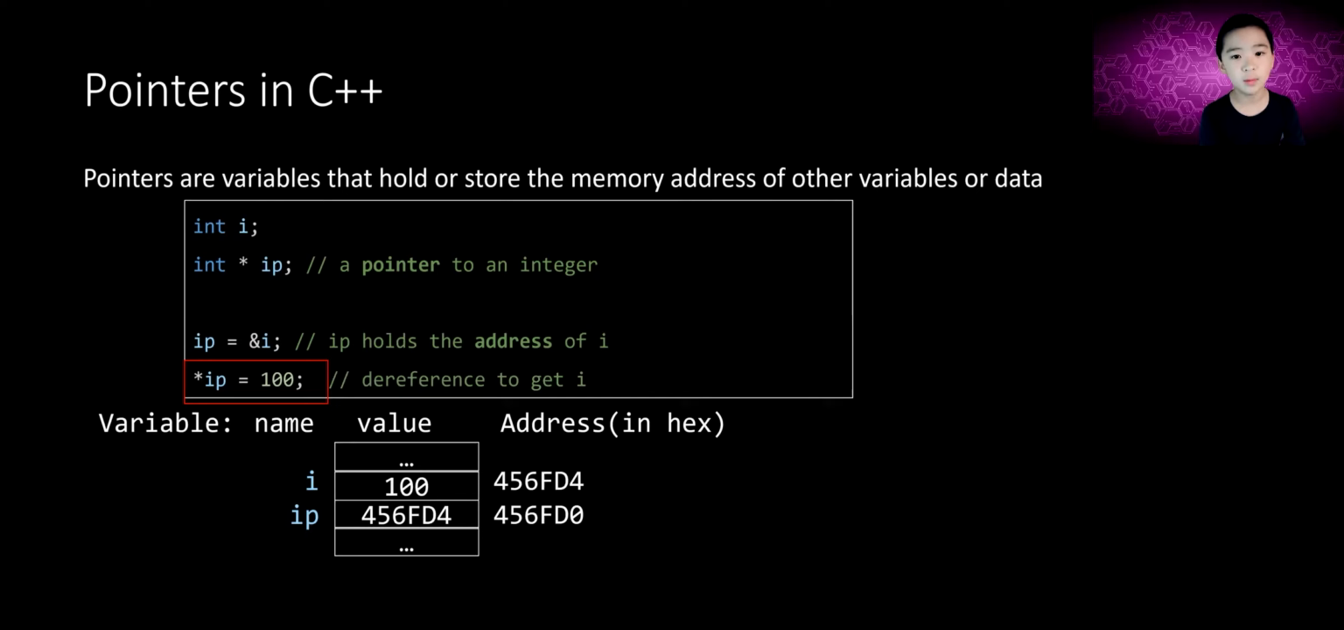Finally, for the last statement, we assign 100 to the variable that IP is pointing to, which is I. By using a star before the pointer, it gives you the variable at this address. This is called dereferencing. The below diagram shows the memory state where the variable I is at the address 456FD4, and IP holds that exact address as its value. So a pointer is simply a variable which holds another variable's address.